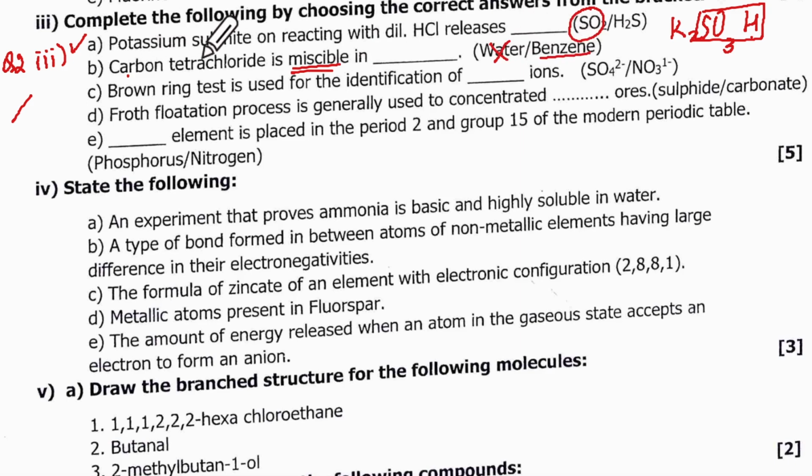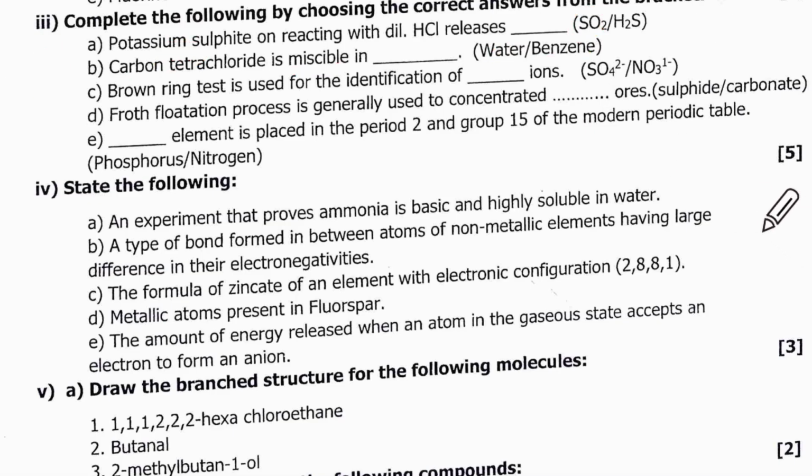Now if it was a polar compound, say for example NH3 or HCl. Now this is a polar covalent compound, it will be dissolving in water. So remember, the polar covalent compounds will be dissolving in water but non-polar ones in benzene.